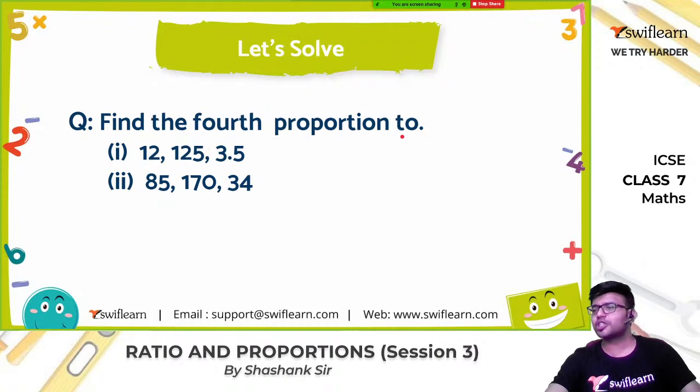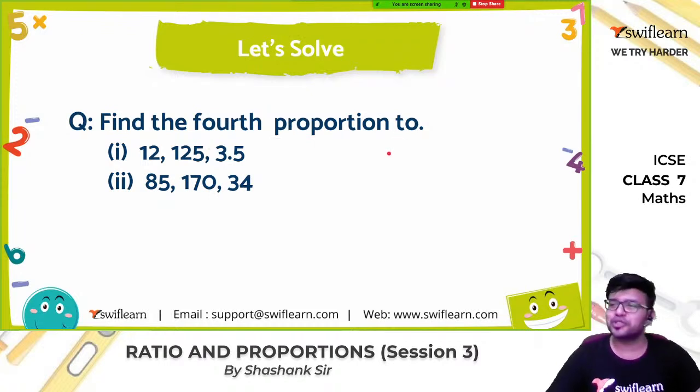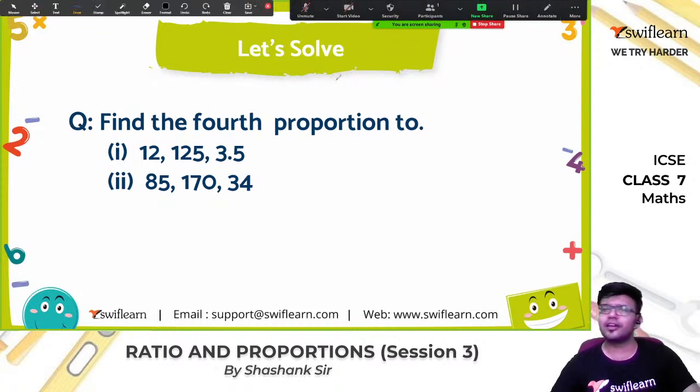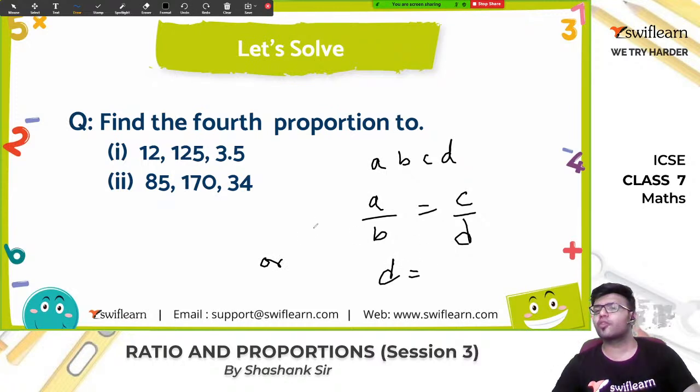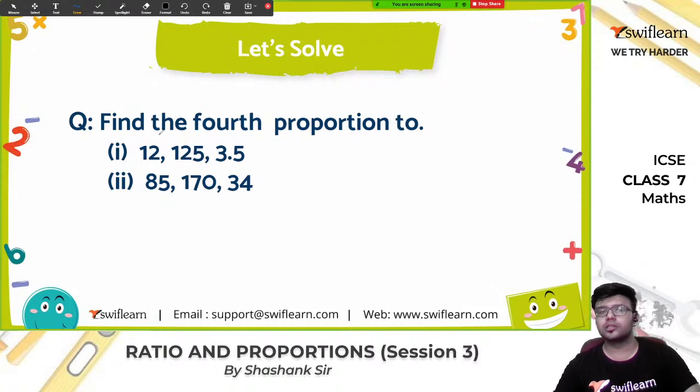Find the fourth proportion. Okay, how to find the fourth proportion? If four numbers are in proportion, see, A, B, C, D are in proportion when A by B is equal to C by D. Okay, so here, D is equal to what? From this equation, D is equal to B times C by A. So we have to do B times C by A. So here this is A, B, C. So D is equal to what? B times C by A.